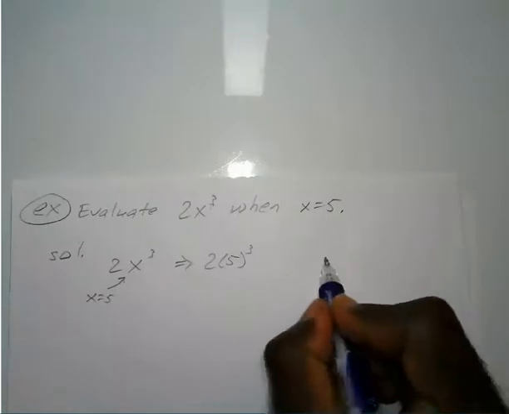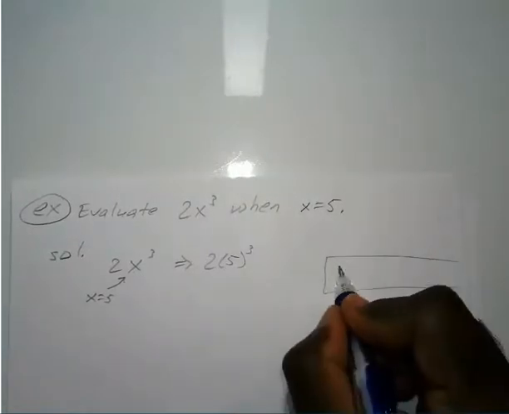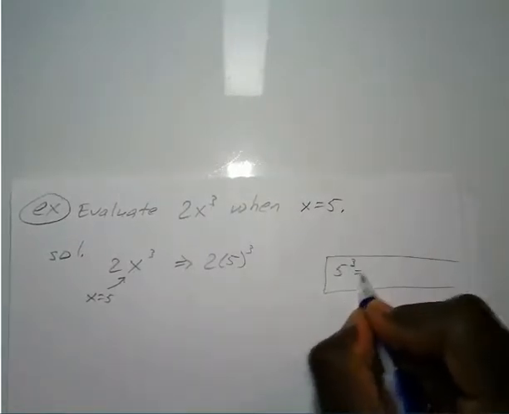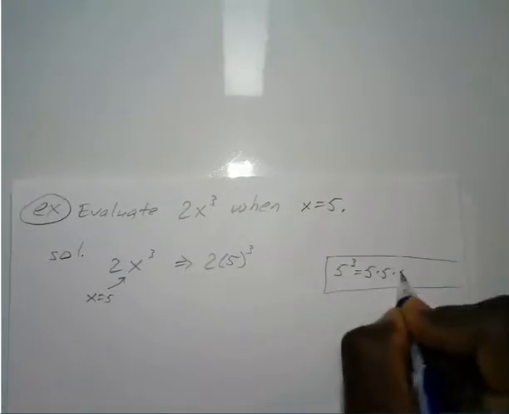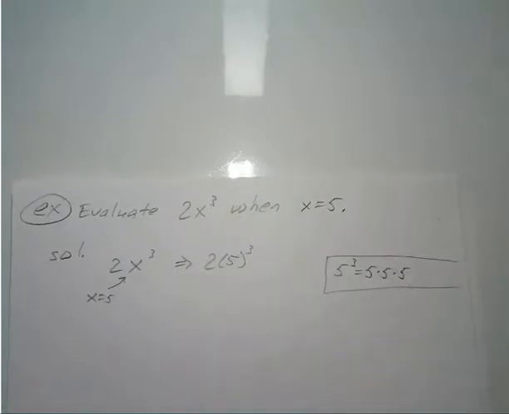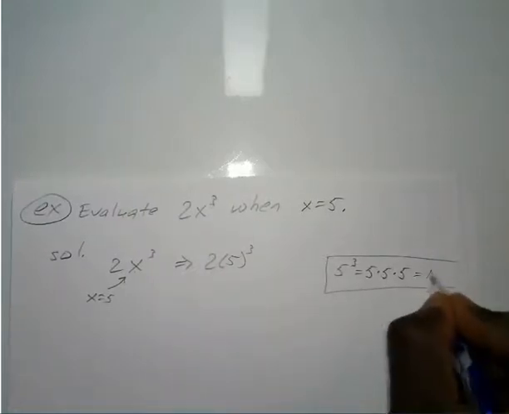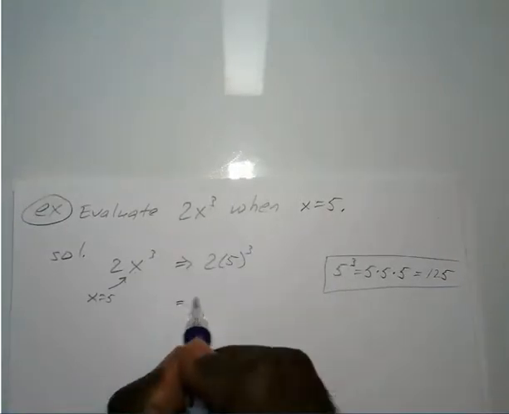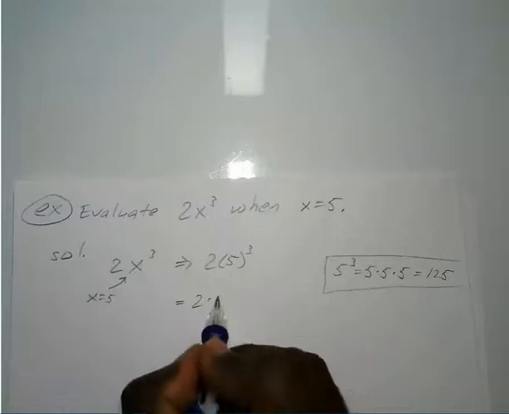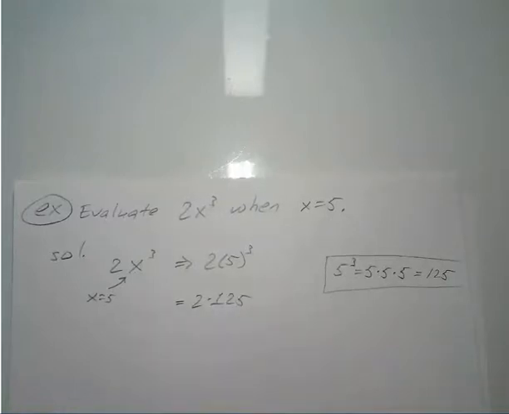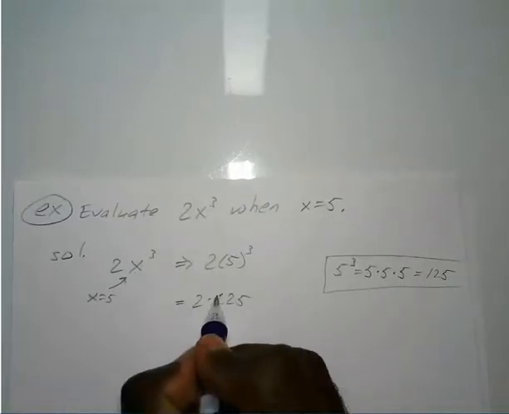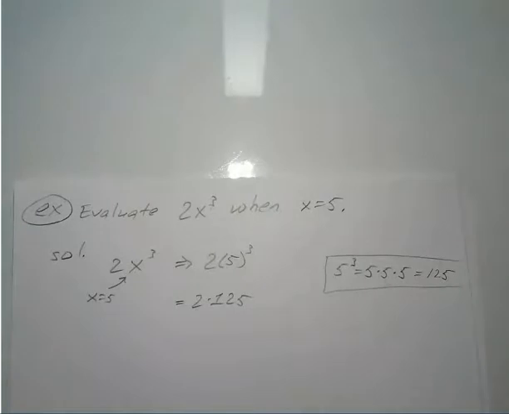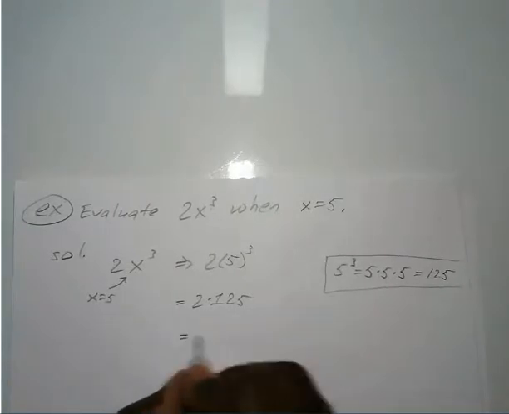Okay, so you can see here that 5 to the third power is 5 times 5 times 5. Okay, so 5 times 5 is 25. 25 times 5 is 125. Okay, so this becomes 2 times 125. And 2 times 125 is 250.